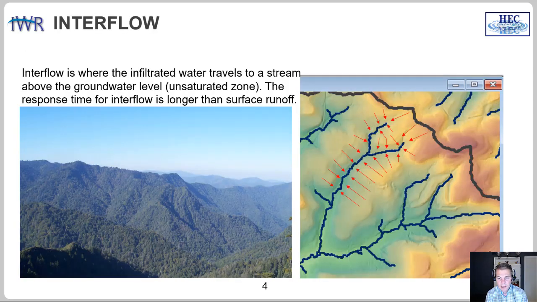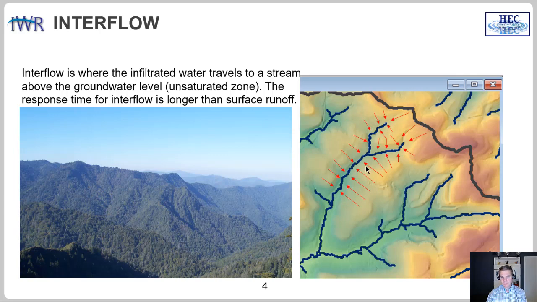And on this slide, I added these two figures to help you visualize what interflow might look like. For the figure on the right, I zoomed into a portion of a terrain model, and it might look like what you see on the left. So this picture is taken from the Smoky Mountains, and so we have a pretty steep watershed right here. Here's the ridge line where my mouse is, and you can see how the valley forms, and you have a bunch of smaller streams or tributaries that then flow into a larger stream.